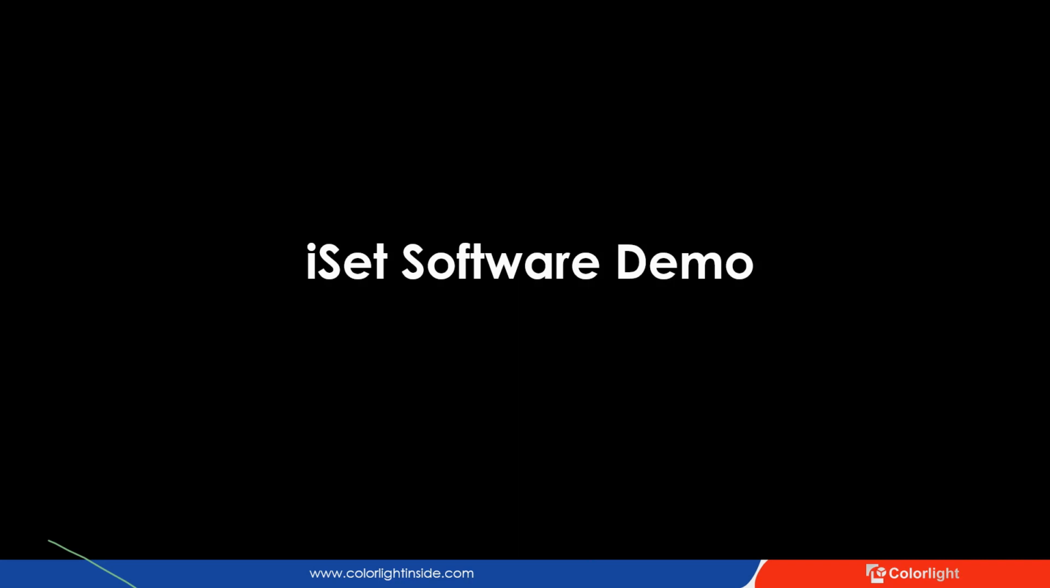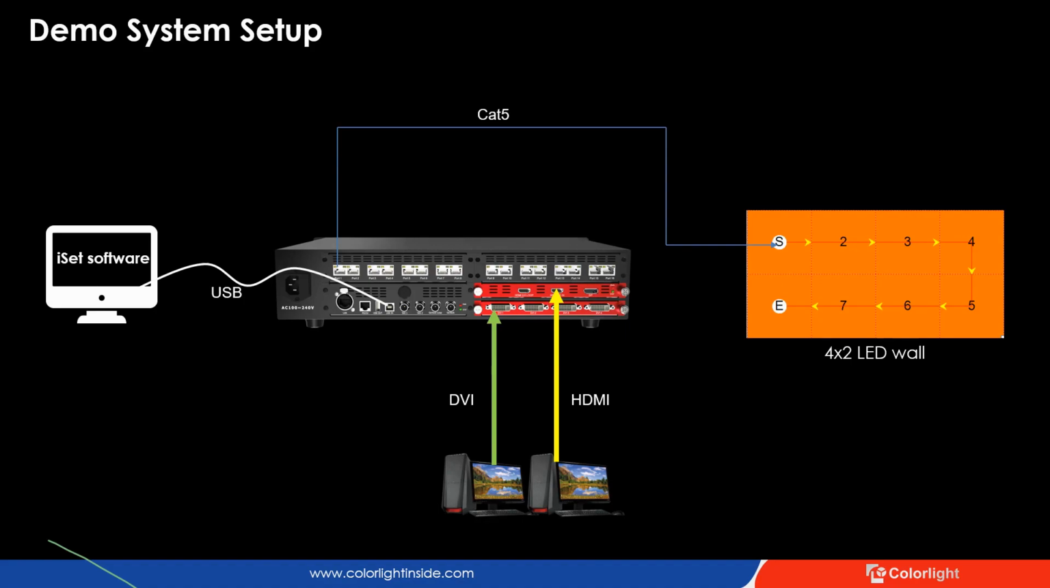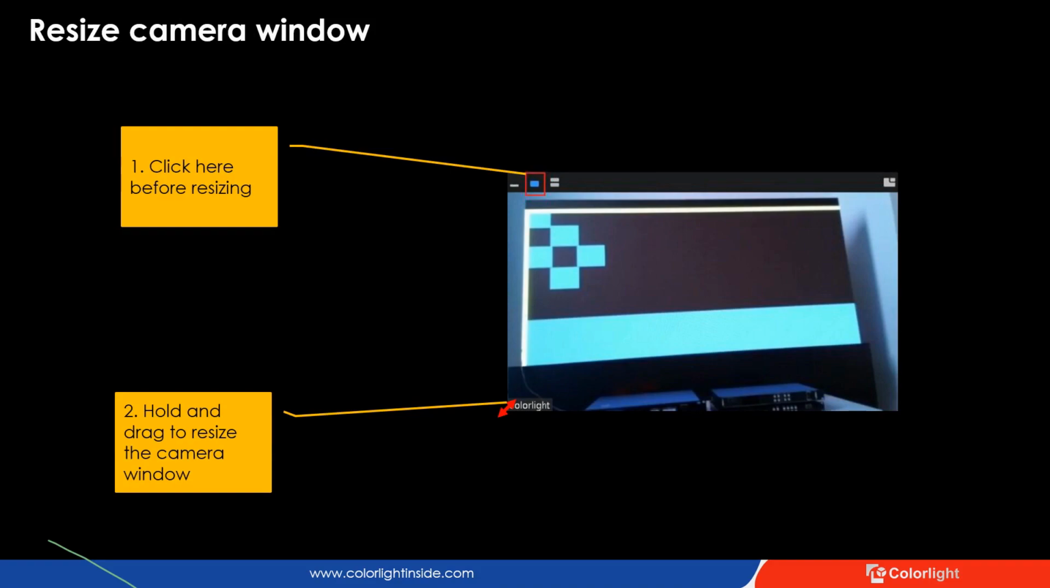Before we get started, I wanted to explain our demo setup here. We've got a small 4x2 demo LED wall driven by an X16 processor, and a web camera has been set up in front of the demo wall, so that you will be able to see the LED wall's reactions to the changes made in the iSet software in real time in the camera window. This is the camera window. If you're watching on a computer, you can resize the camera window in case it's not big enough to see the details. If you're using a cell phone app, you can tap on the camera window to switch back and forth between camera view and iSet.